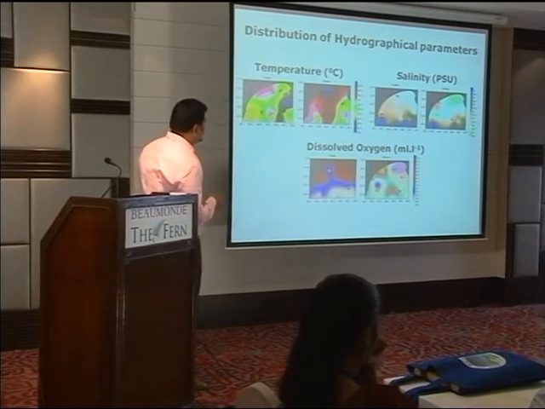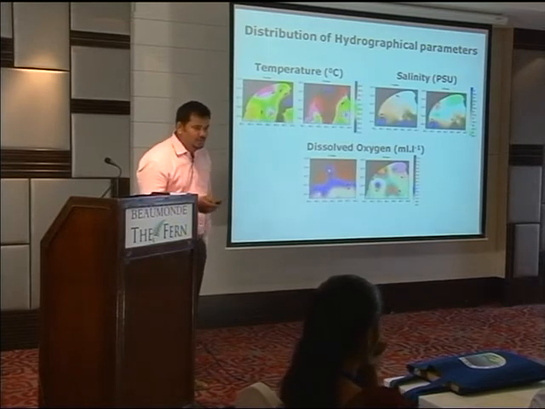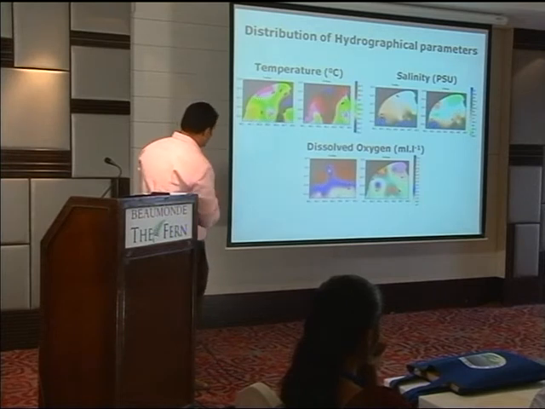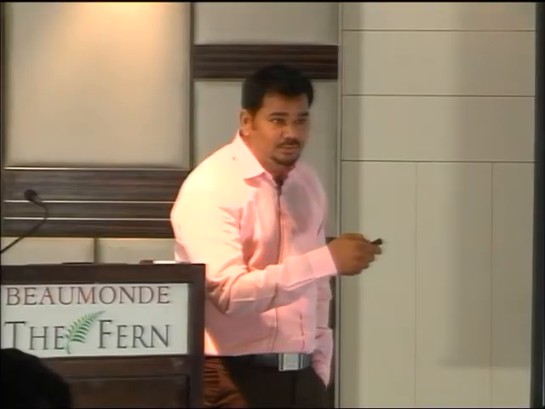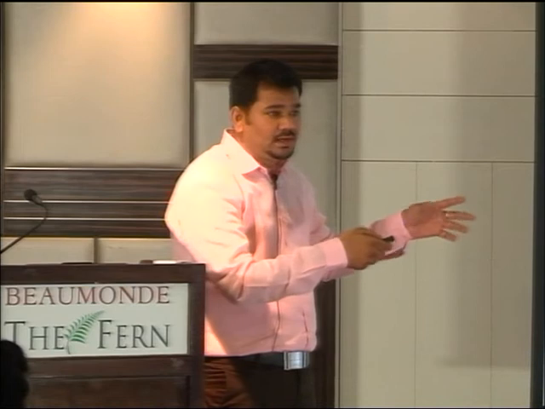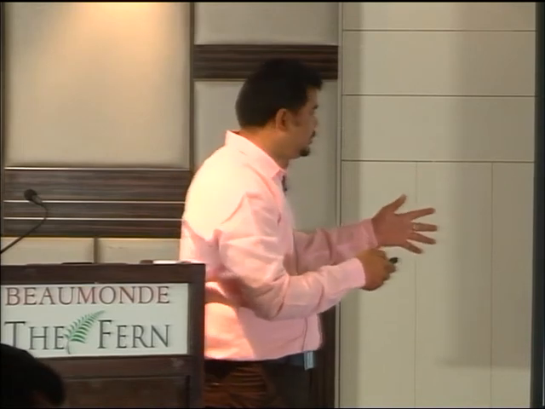This shows the distribution of temperature, salinity, and dissolved oxygen in the bay. There is no standard gradient that you can see in the distribution. Some kind of random mixing is there. No standard gradient was observed in this distribution.